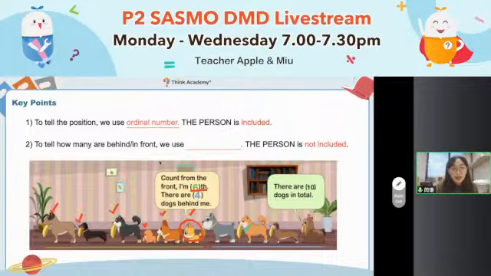And then to tell how many are behind or in front, we use a cardinal number. The person is not included. So here again, back to the picture, you can see how many dogs are there behind the pet here. We have 1, 2, 3, 4, right? So you see, the pet is not included in 4. Understand now? Okay, so this is the first key point: ordinal number and cardinal number.